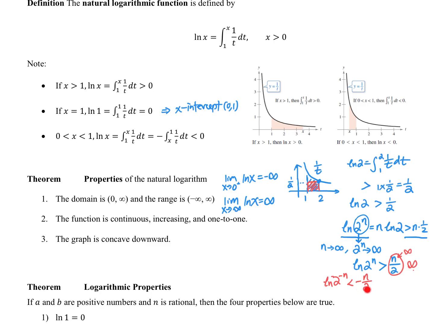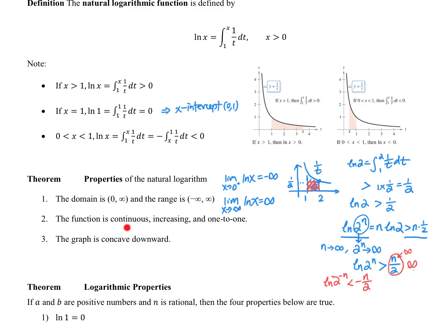And when n is approaching infinity, this is negative infinity. So therefore, this ln of a value approaching 0 from the right will be less than negative infinity. That means itself is negative infinity. So that's the little hint on why the range is negative infinity to infinity. It's not trivial. It takes a nice little proof. So let's get back into the properties and continue on to the second one.